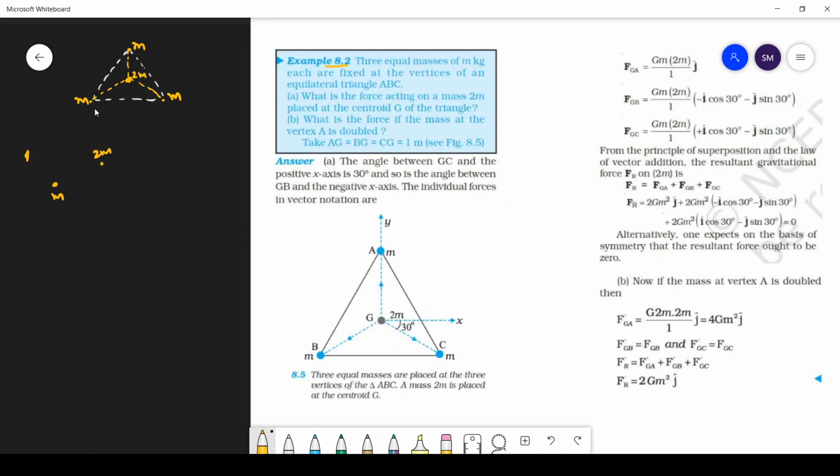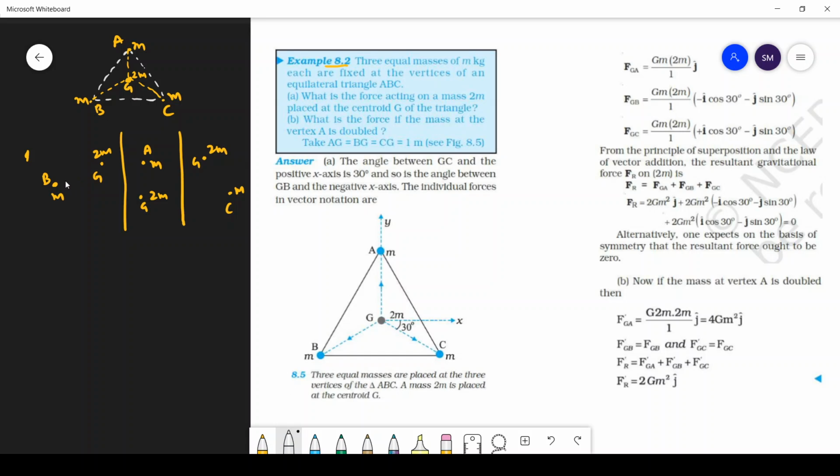So let us call this vertex A, this vertex B, and this C. So this is your vertex B and 2m. Now you have vertex A where mass m is placed, and you have this G which is your centroid. I'm drawing three separate figures. So this is your G where you have placed 2m mass. Now you have this point C where mass m is placed, and this is the point G, the centroid, where 2m mass is placed.